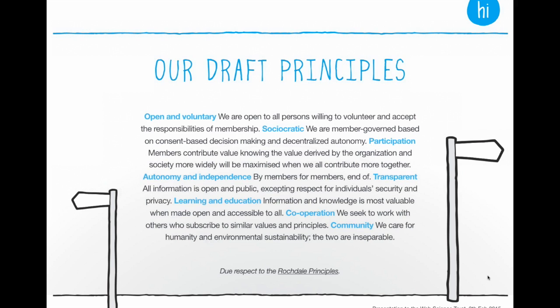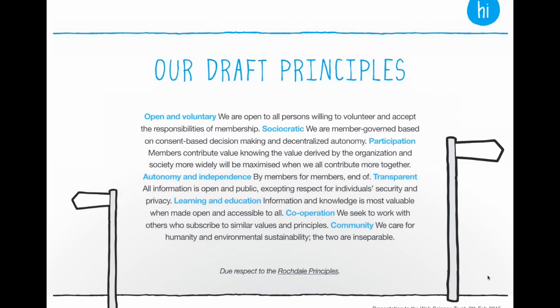So we are open and voluntary. We describe ourselves as sociocratic, which is a slight change on democratic from the Rochdale principles. But that means that we're focused on consent-based decision-making and decentralized autonomy. Anyone involved in the web today will recognize these principles. Participation is a fundamental principle. The more you contribute, the more you'll derive.